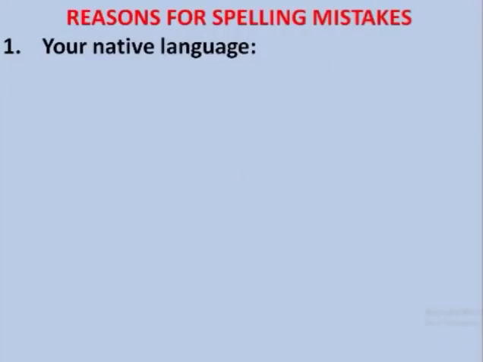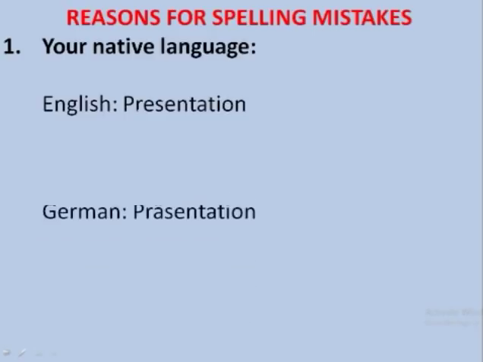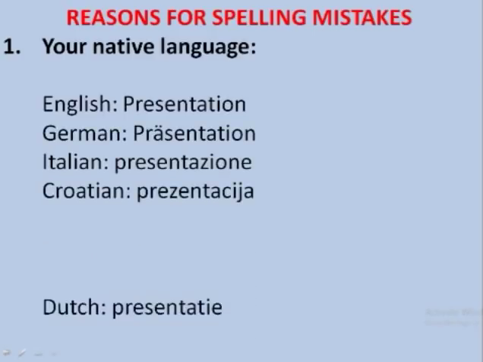Now we'll explore what are the reasons for making these types of mistakes. The first most important reason is your own native language. That's stopping you from using the right letters. Many languages are very close to English in terms of script, but they have their own spellings, and of course it's hard for the brain to switch to a new language. For example, if we see the English word presentation, there are similar words in German, Italian, Croatian, Dutch, and so on.